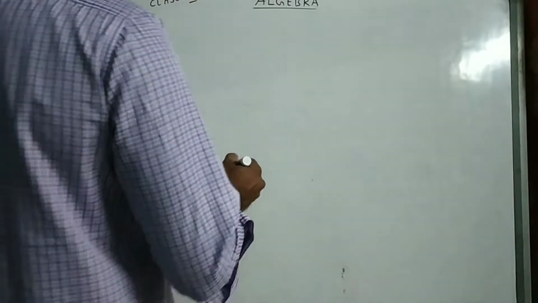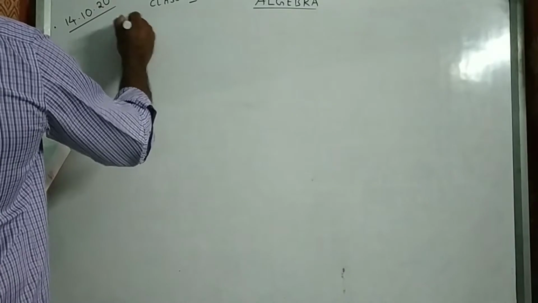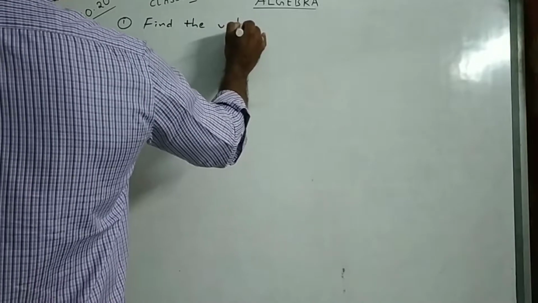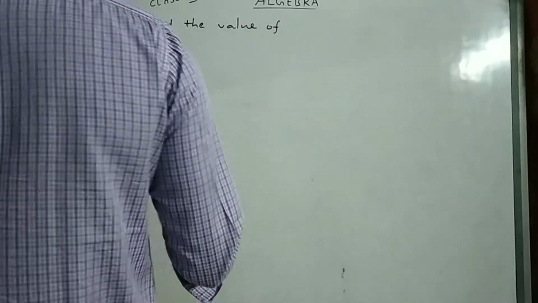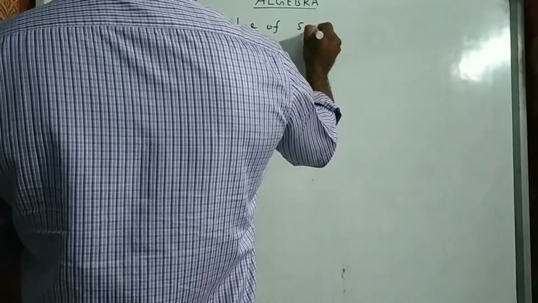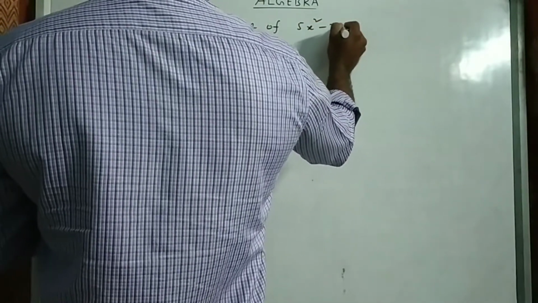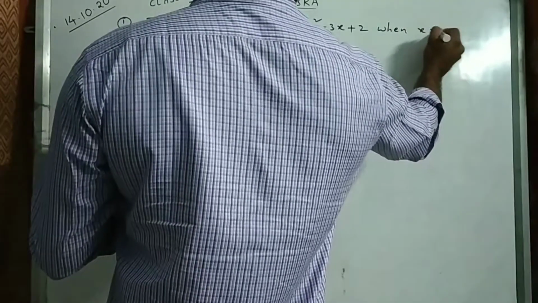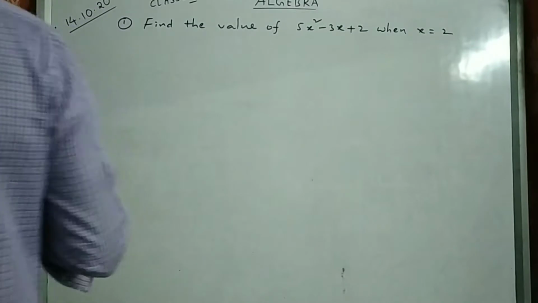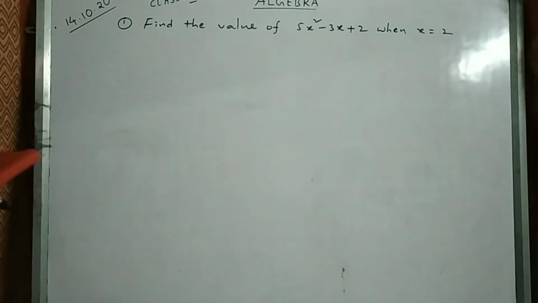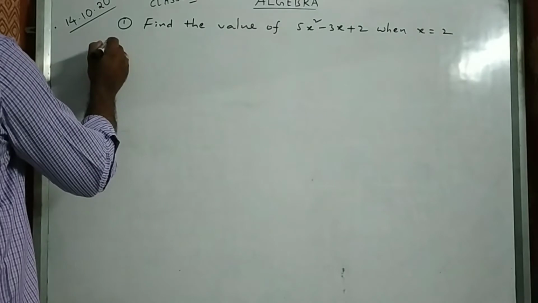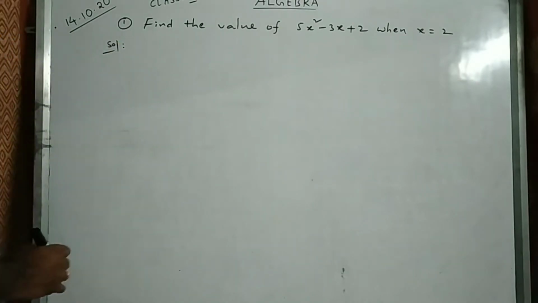Look at this question. First question. Find the value of 5x square minus 3x plus 2 when x equal to 2. Okay? When x equal to 2. Find the value of 5x square minus 3x plus 2 when x equal to 2.